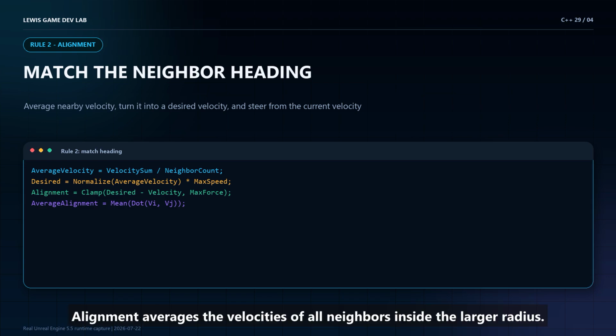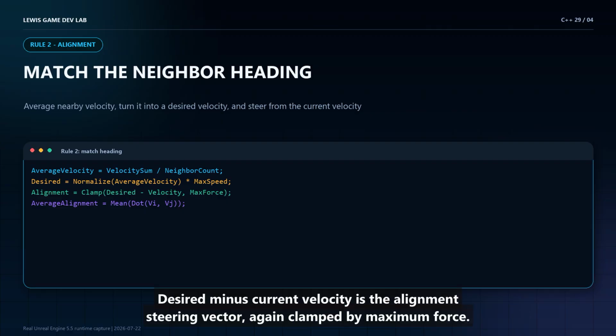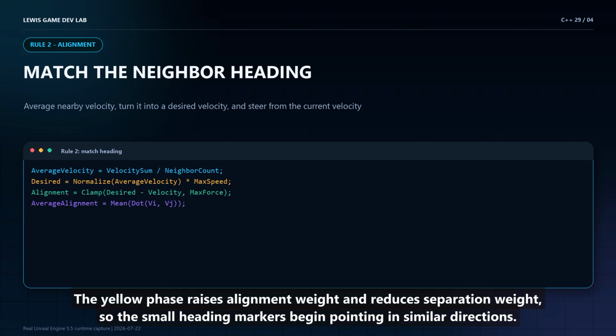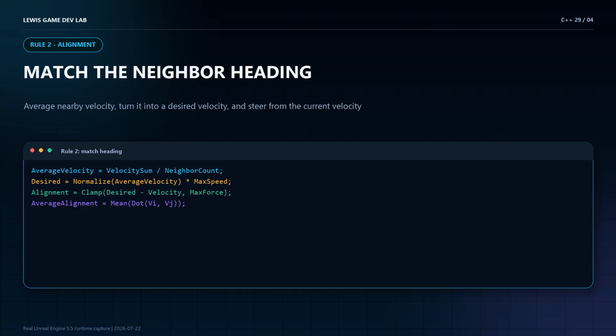Alignment averages the velocities of all neighbors inside the larger radius. Normalize that average and multiply by maximum speed to create a desired velocity. Desired minus current velocity is the alignment steering vector, again clamped by maximum force. The yellow phase raises alignment weight and reduces separation weight, so the small heading markers begin pointing in similar directions. The measured average dot product rises further during the final phase and reaches about 0.97, where 1 means parallel headings.